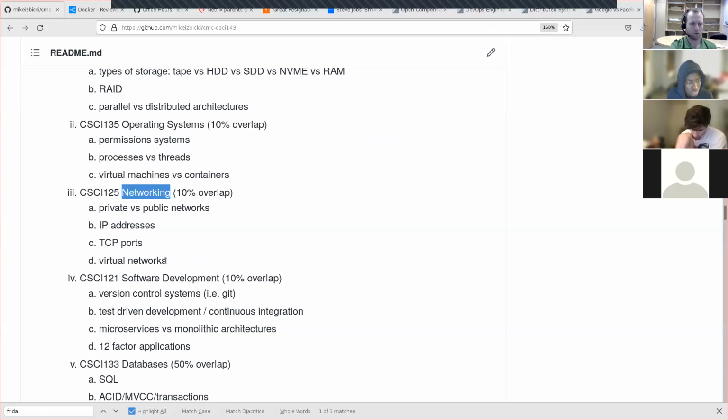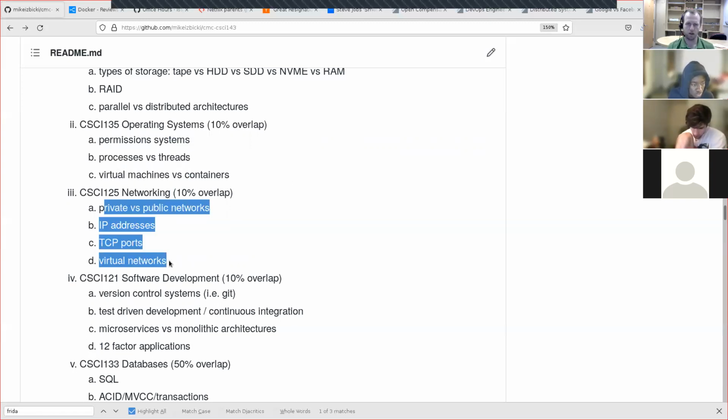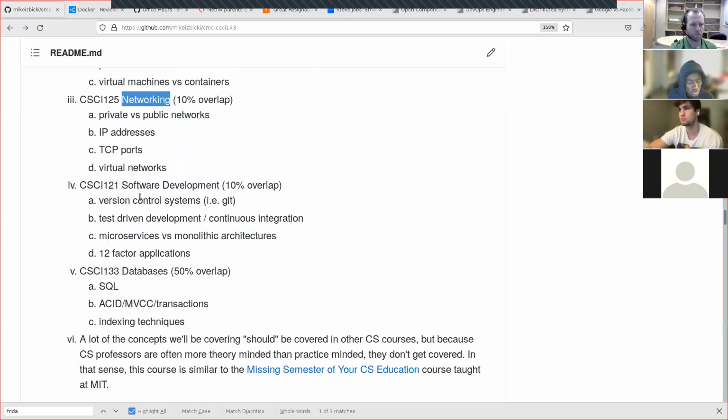Networking, you'll have to do a lot of managing a virtual network in this class to make all of the systems in your sort of army of computers correctly be able to talk to each other. So that's where the overlap from networking comes in.